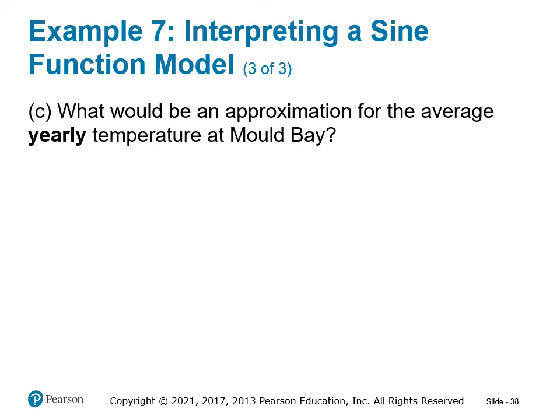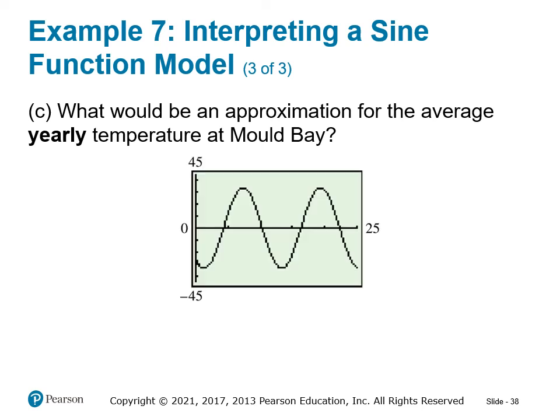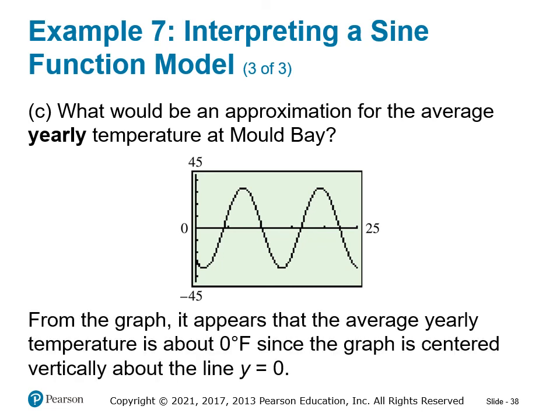Okay. What would be the approximation for the average yearly temperature at Mould Bay? Well, since the sine function is periodic and it's centered here on 0, that means that the values above and below the horizontal line are exactly the same. So the horizontal line, which is 0, is going to be our average yearly temperature.